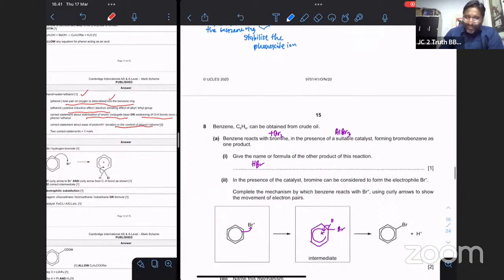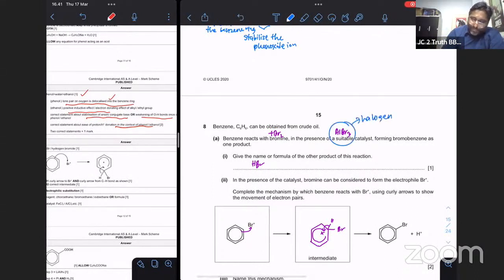Question number 8. We have a total of 9 questions, so let's move on. Benzene, C6H6, can be obtained from crude oil. Benzene reacts with Br2 in the presence of FeBr3. This one is a halogen carrier.